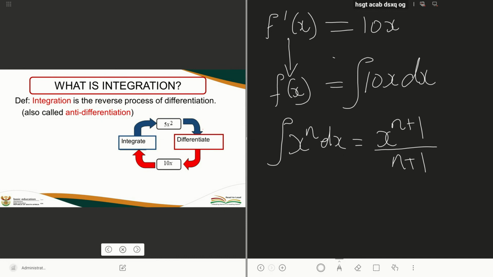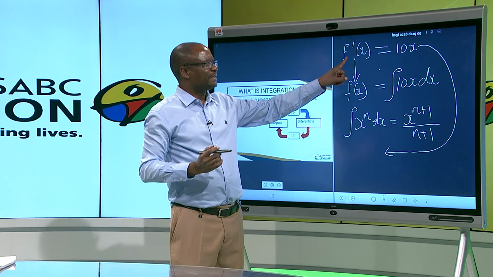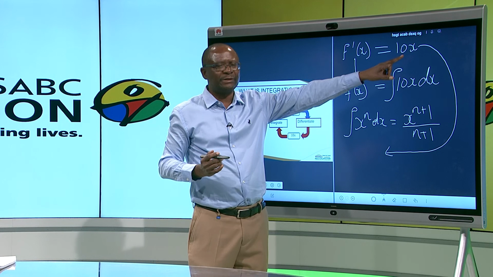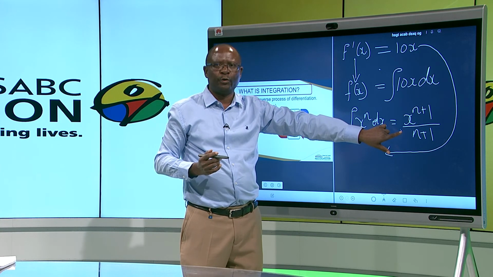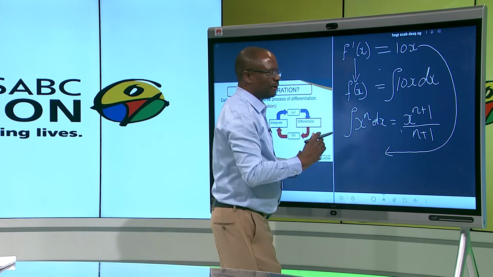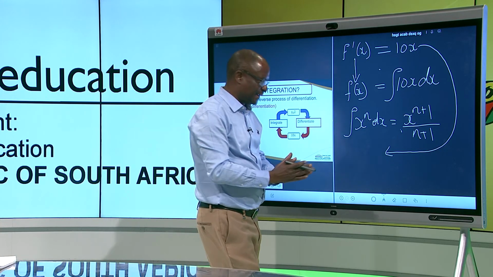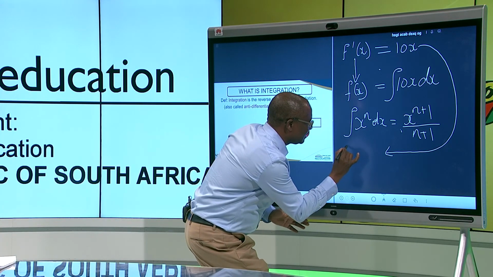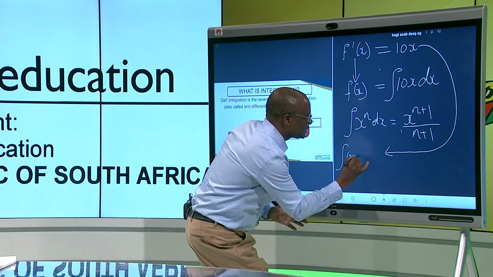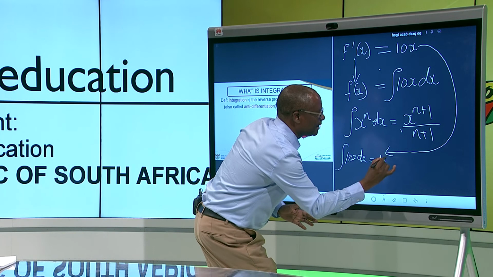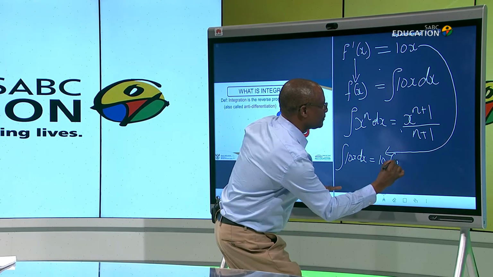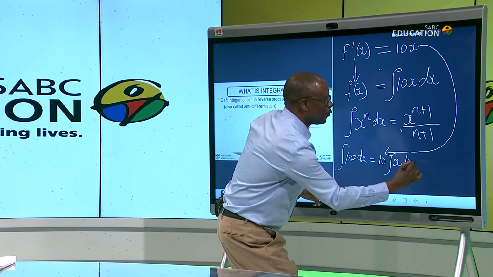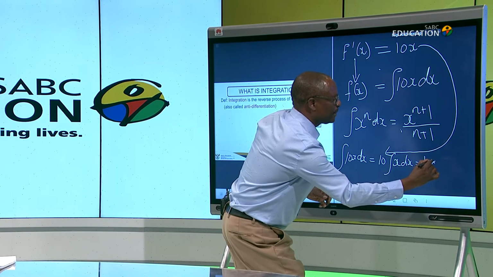Now, if we go back to what we are saying here, the derivative of f of x is equal to 10x. How do we go back to the original? We apply this rule here, wherein if there is a constant, you keep that constant as it is. So the integral of 10x dx will be equal to 10 times the integral of x dx, where we take the 10 out, which will be equal to 10 multiplied by x.